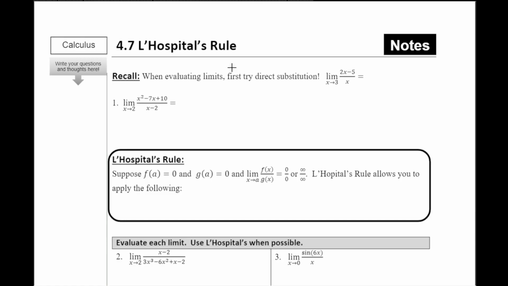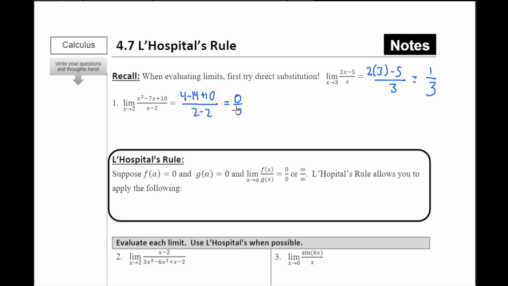So recall, back in Unit 1, when we evaluate limits, the first thing we try is direct substitution. So the limit as x approaches 3 of (2x minus 5) over x, just try plugging in the 3 first for x. So that's 2 times 3 minus 5 over 3. That's 6 minus 5, which is 1 over 3. So here, let's try direct substitution. Plug in the 2. That's 2 squared, which is 4, minus 14 plus 10, over 2 minus 2. And this gets us a 0 over 0.